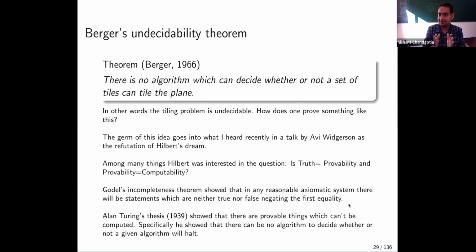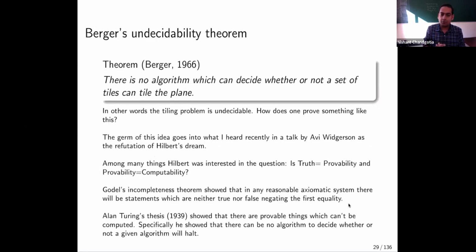If you take a machine, then it will halt at some time or not. If I give you a set of tilings, it either tiles the plane or it doesn't. One of these two statements is true. So Turing showed that there are provable things which are not computable. Specifically, there's no algorithm which can decide whether a given algorithm will halt or not. This is called the halting problem. It's a very well-known problem, and I'm putting a huge body of work in a few lines.